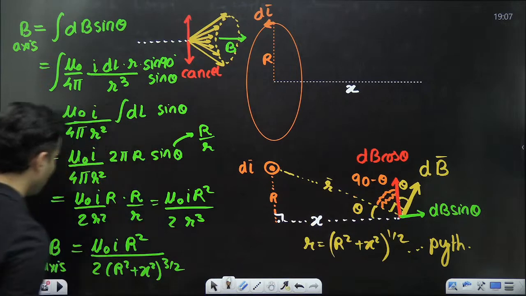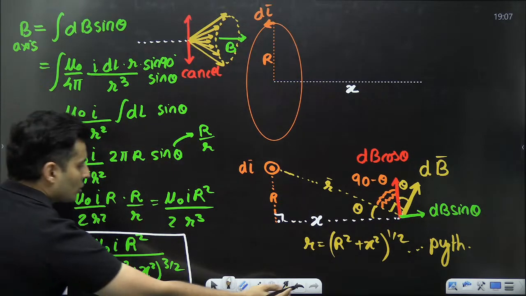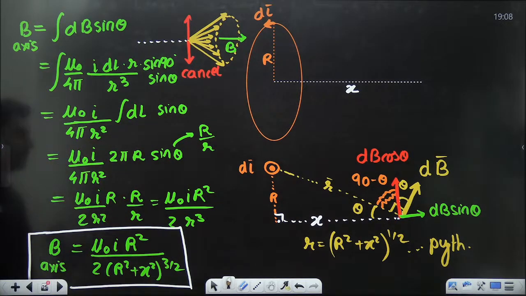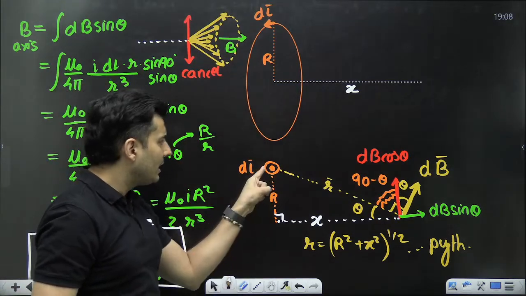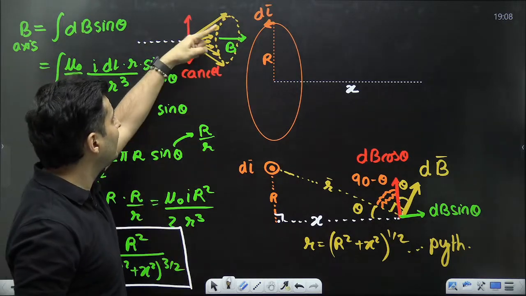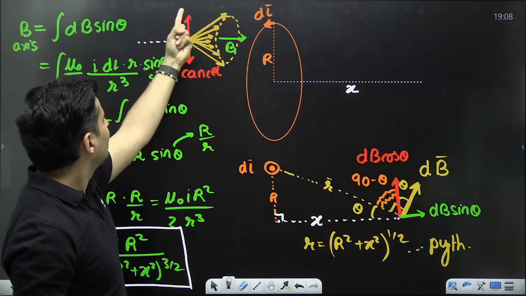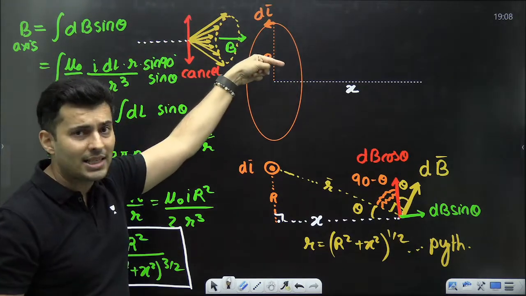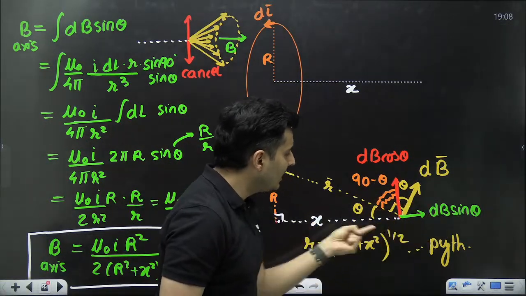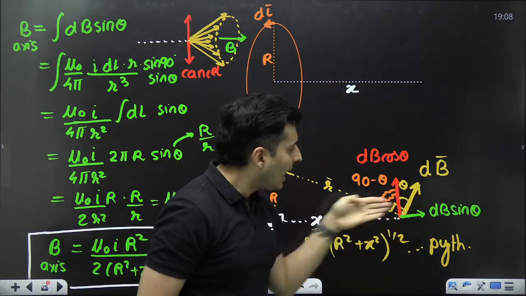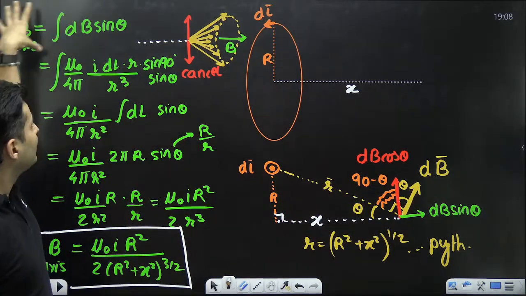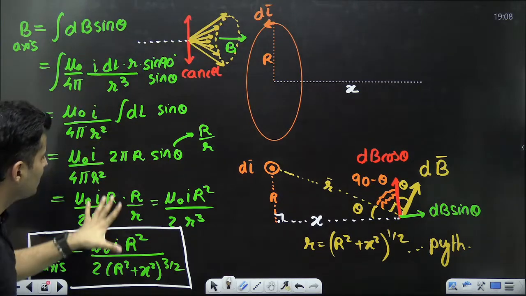This is something which you should know. Just to summarize what we have done: we took a ring, we took small elements, each element created magnetic fields. Those magnetic fields look like a cone. Each field had two components, one this way, one that way. These components will just cancel, only these components add. So by geometry I found that this angle is theta. So the dB sine theta of every dB that you have will add up to give you the total magnetic field along the axis. So we just said it is integration of dB sine theta, rest all was just substitution.